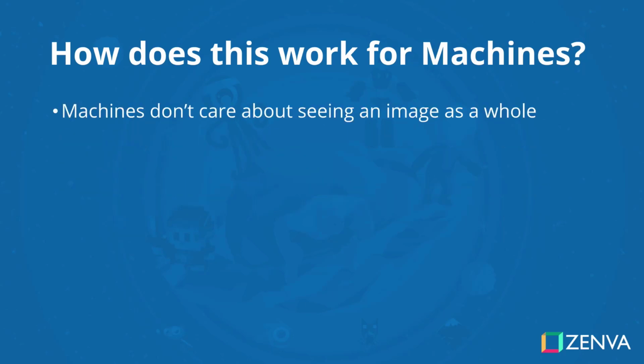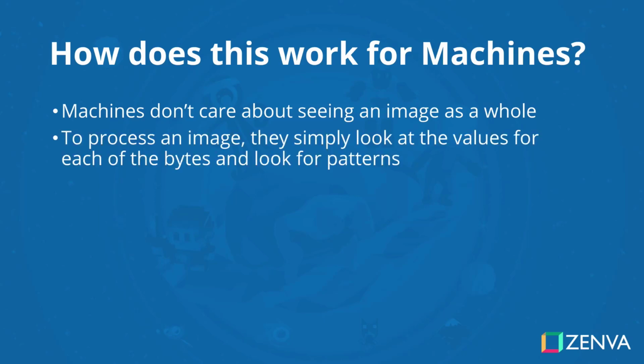Now, machines don't really care about seeing an image as a whole. It's a lot of data to process as a whole anyway. So actually what ends up happening is these image recognition models often make these images more abstract and smaller, but we'll get more into that later. To process an image, they simply look at the values of each of the bytes and then look for patterns in them.